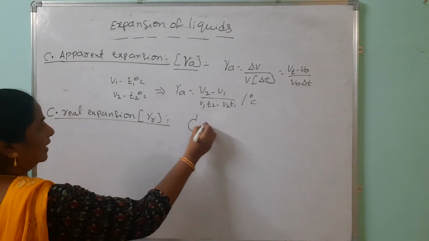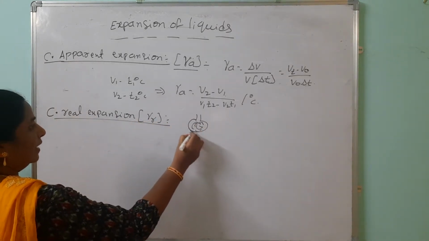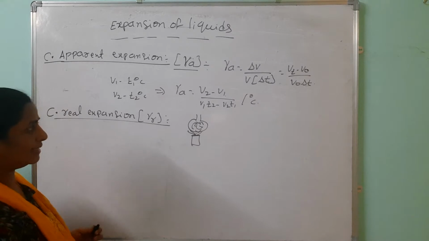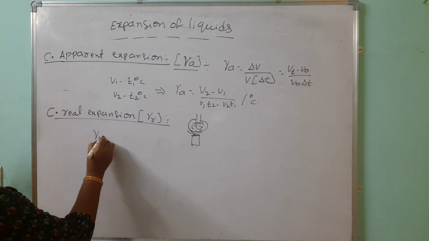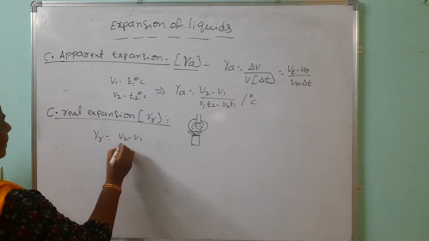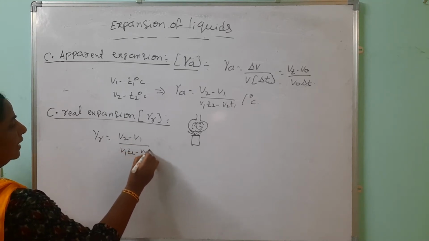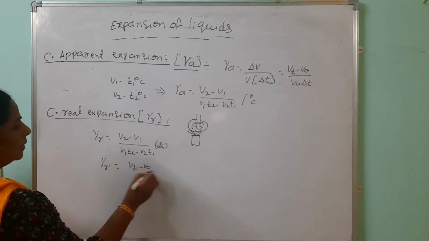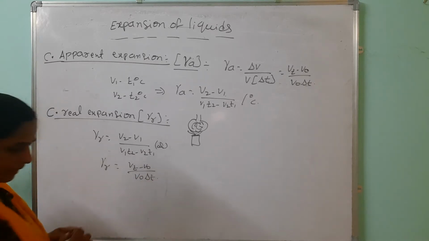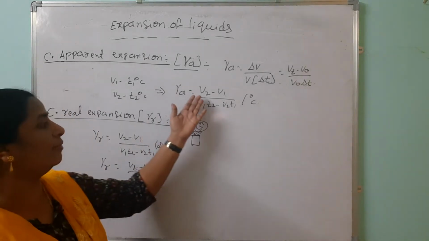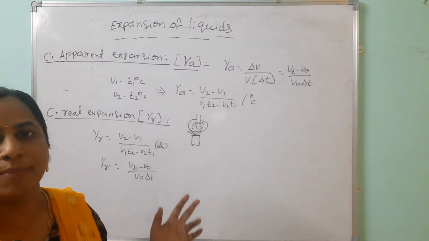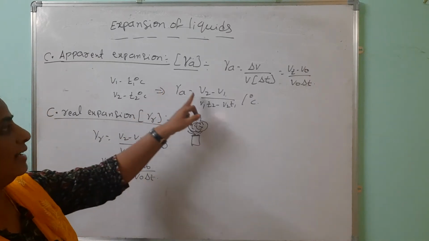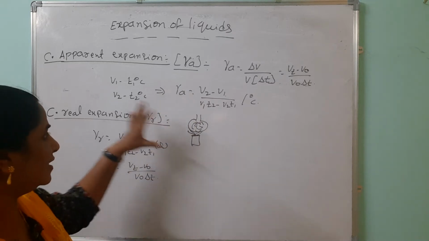Suppose we take one container with some liquid in it, and we provide temperature. Then what happens? Liquid is expelled from it. So in this case, how do we write this? Gamma R equals V2 minus V1 by V1 T2 minus V2 T1, or gamma R equals Vt minus V naught by V naught into change in temperature. Here we took the volume change, and here also we took the volume change, but you should remember that this is the real change in volume and this is the apparent change in volume. So this is the difference between these two.